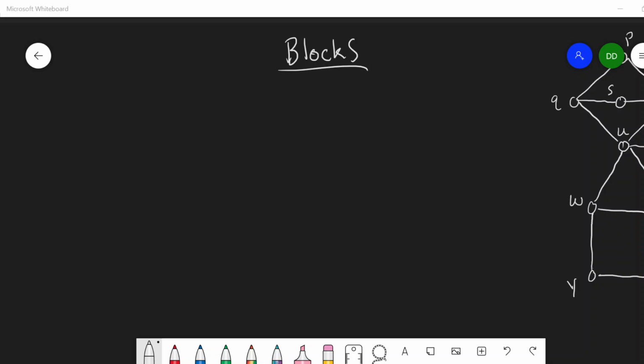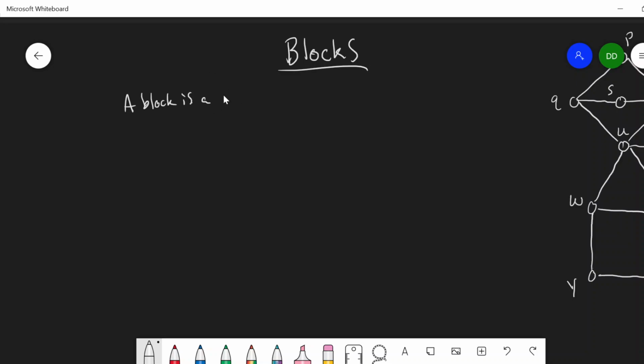In this video, I'll define blocks, the blocks of a graph. We'll talk about some properties of blocks. And finally, we'll take a look at an example of a graph, and we'll break down the graph into its blocks.